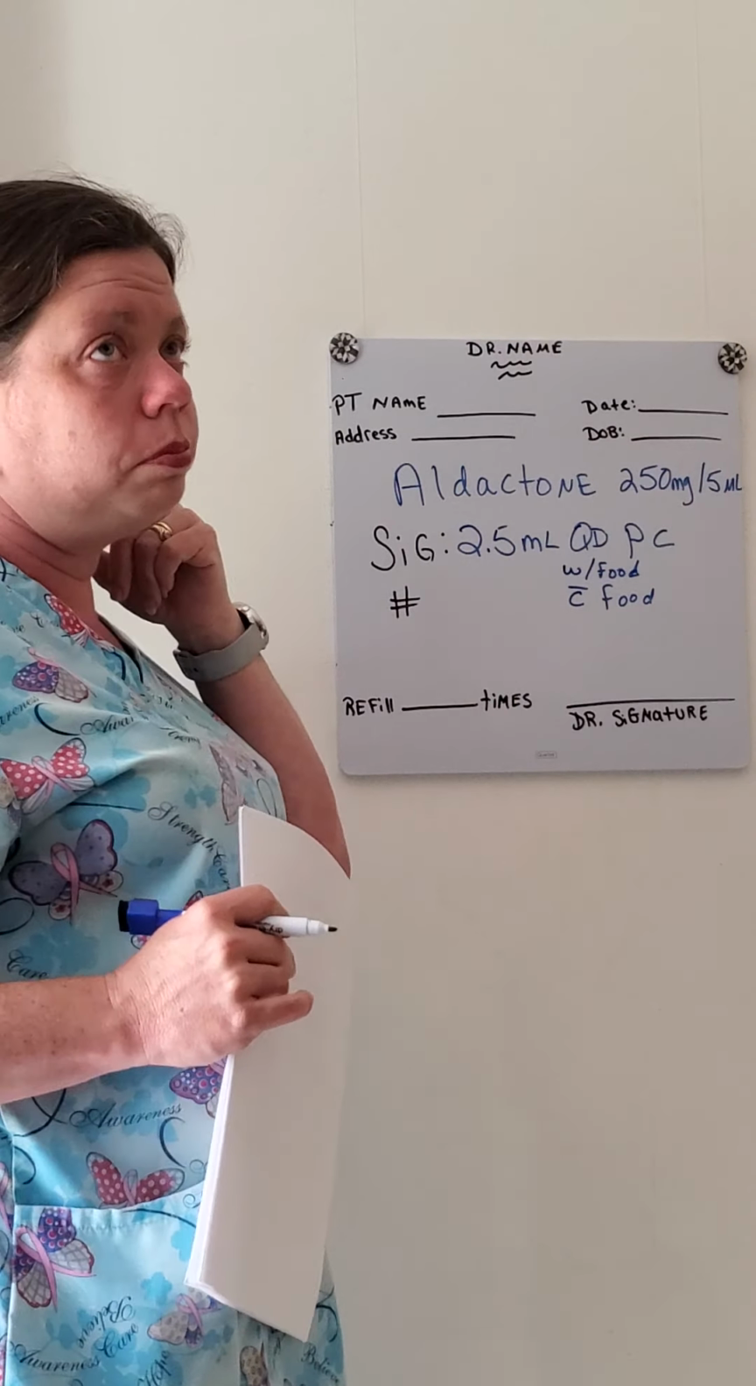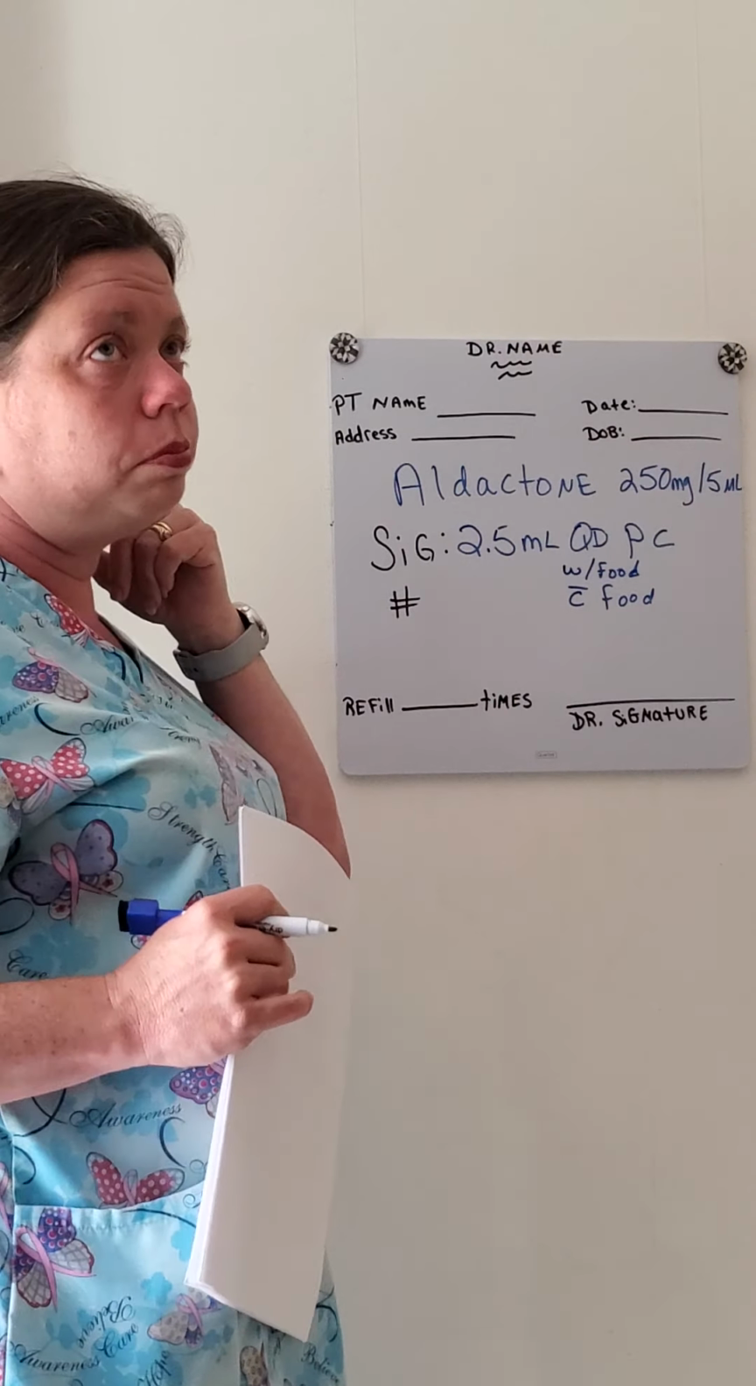And then the number sign is going to be for the total quantity that we're going to give the patient in the bottle. So the total quantity for this patient for a 30-day supply, because it's a maintenance medication, is 75 mL. Anytime you have a quantity, you have to spell it out and put it in parentheses on a written prescription.